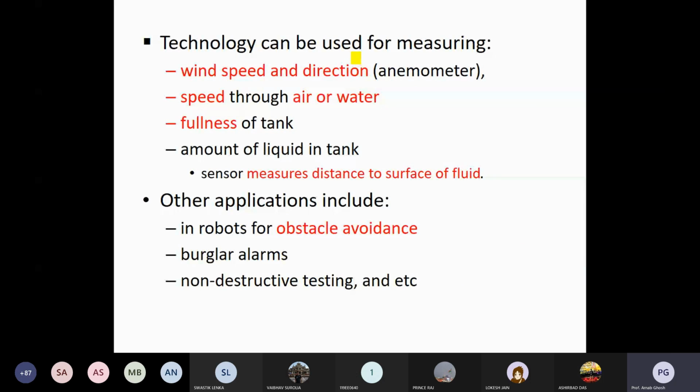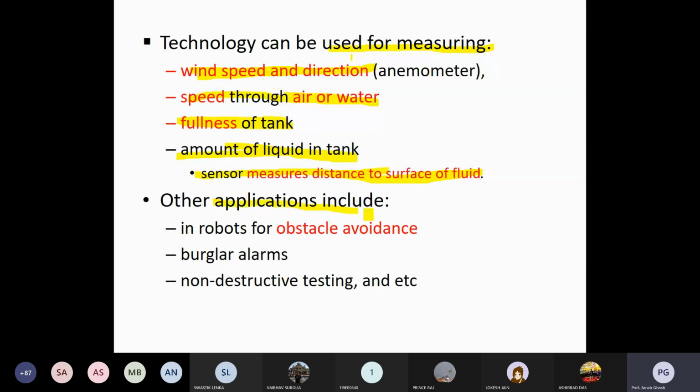That technology can also be used for wind speed and directions, okay. Speed through the air and the water, fullness of the tank, amount of liquid in the tank. Sensor measures the distance of the surface of the fluid. So a lot of applications are there, okay.